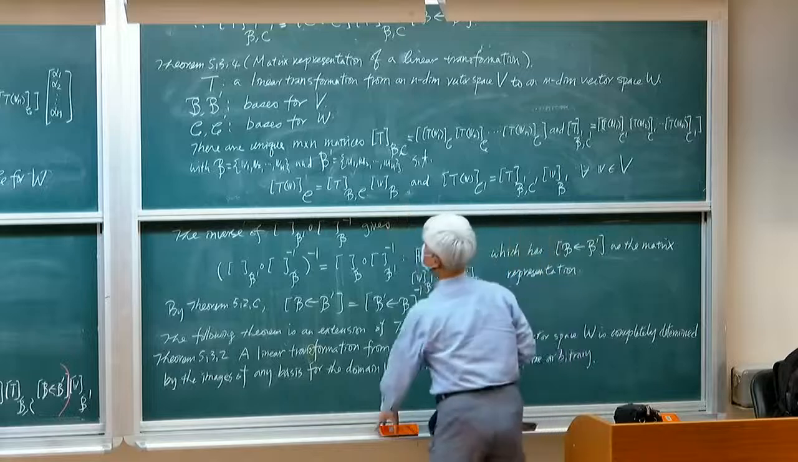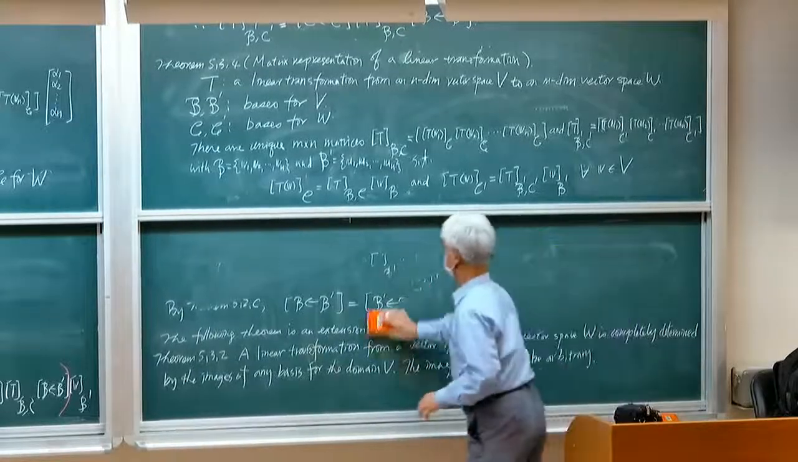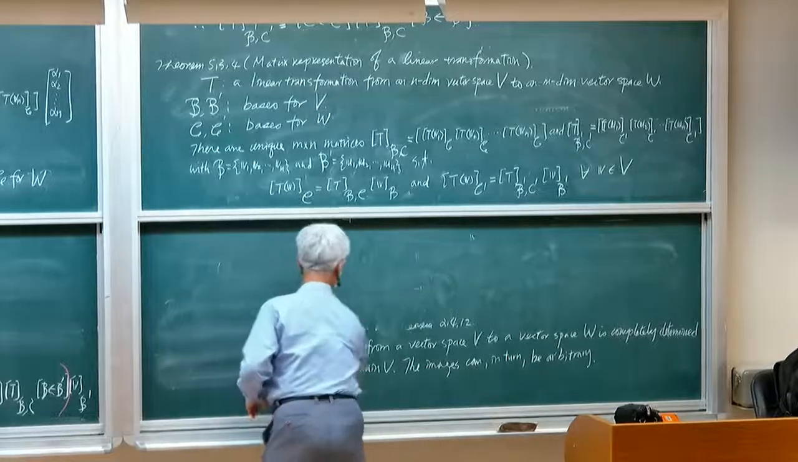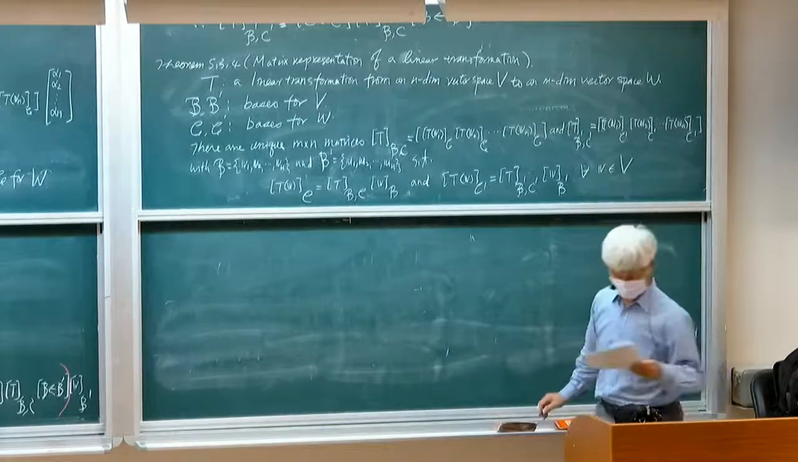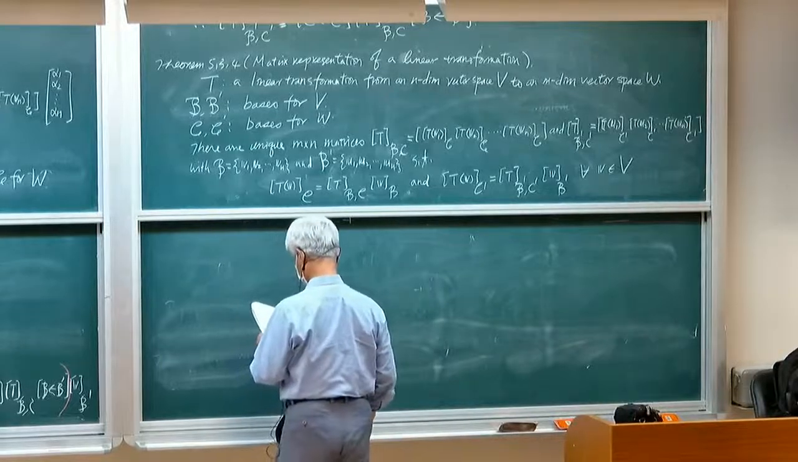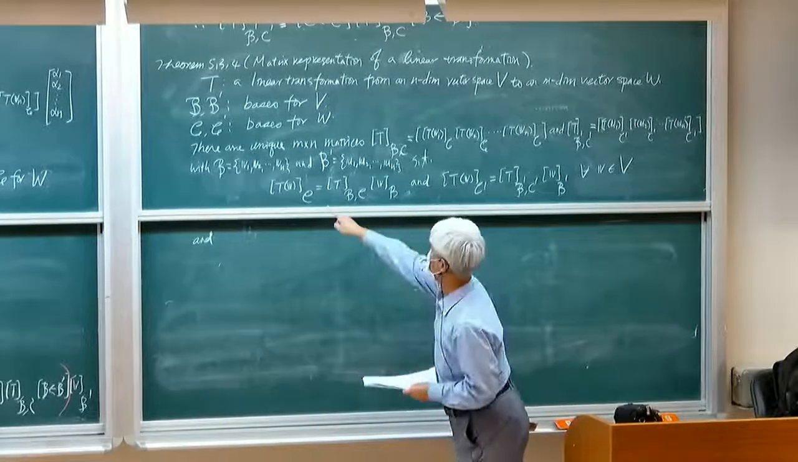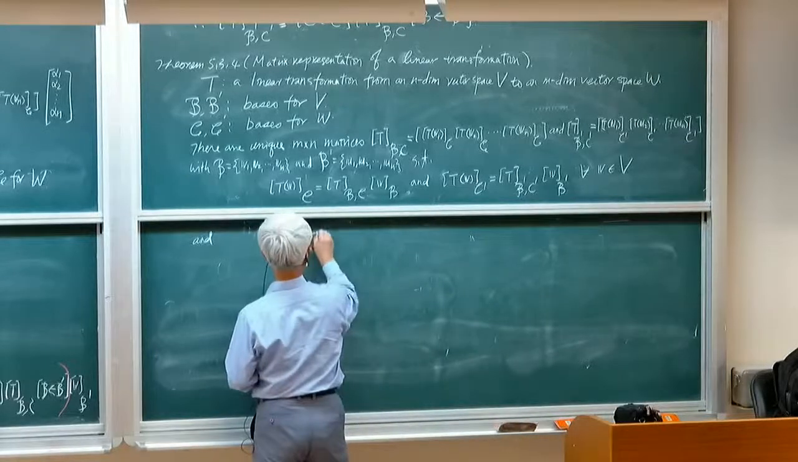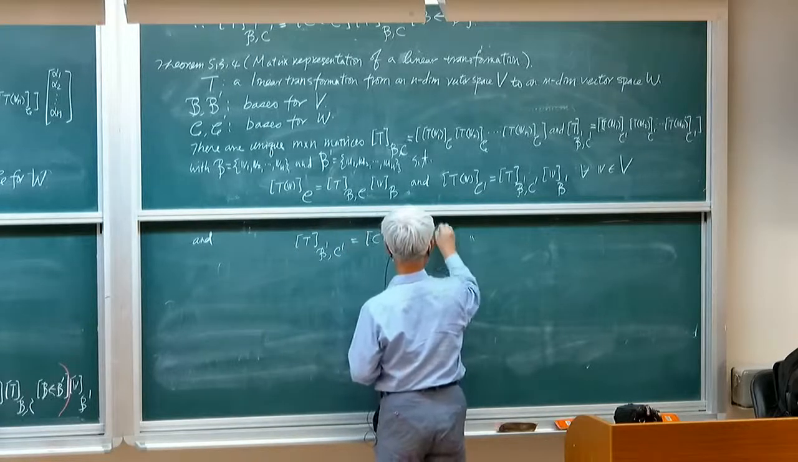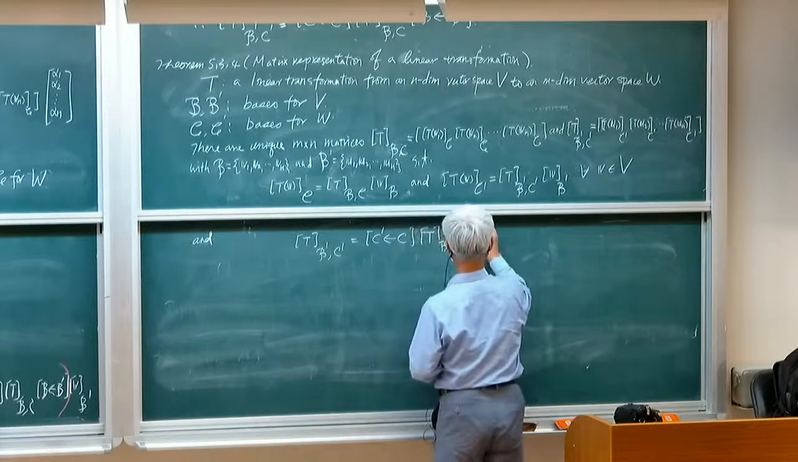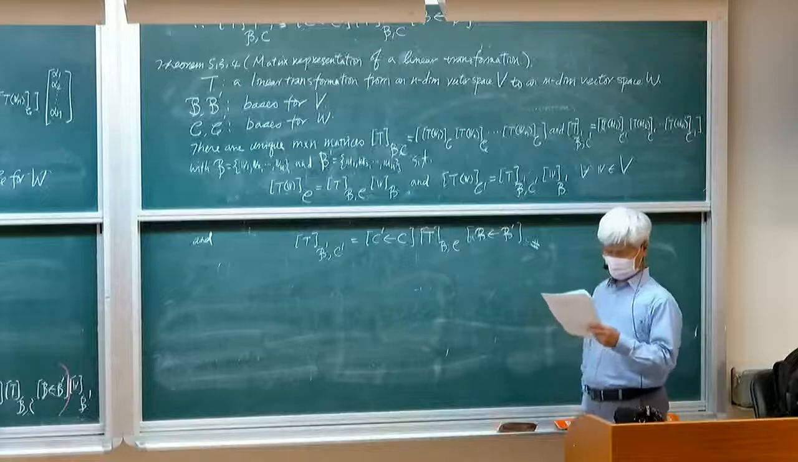So they are unique matrices. And the relationship between these two matrix representations is that, okay, right? So we just proved this theorem.